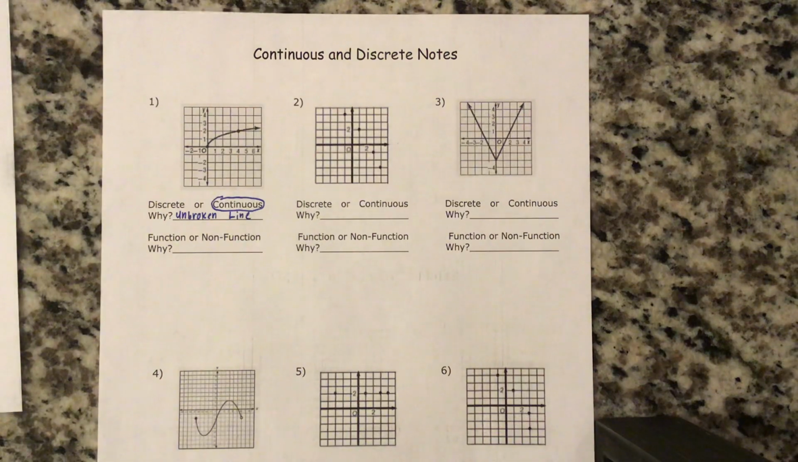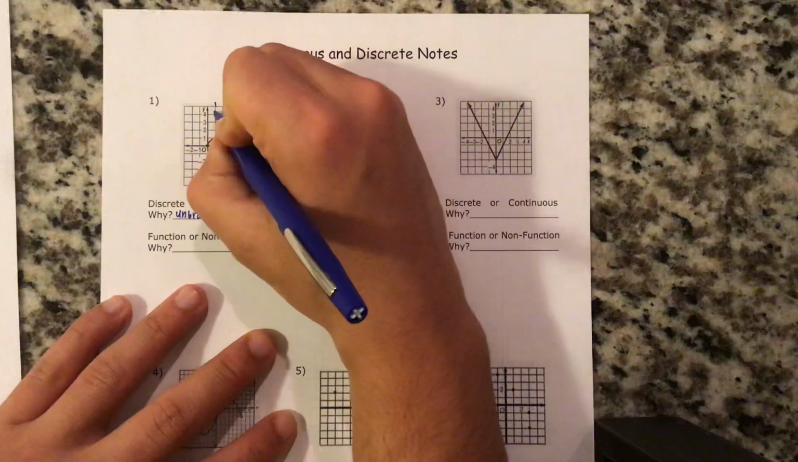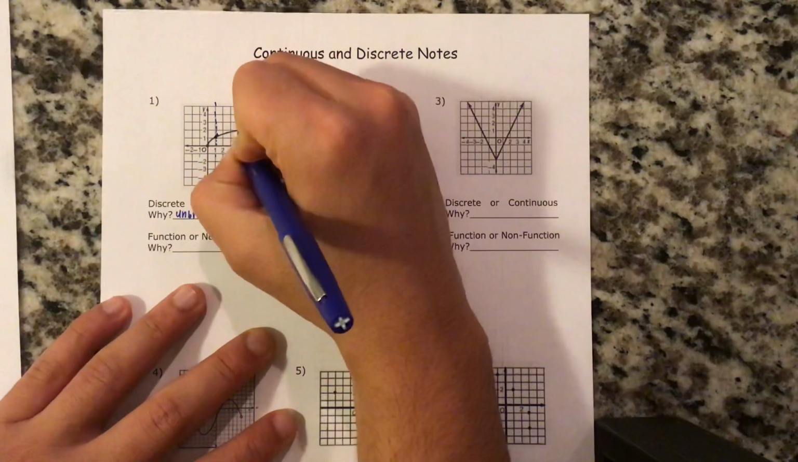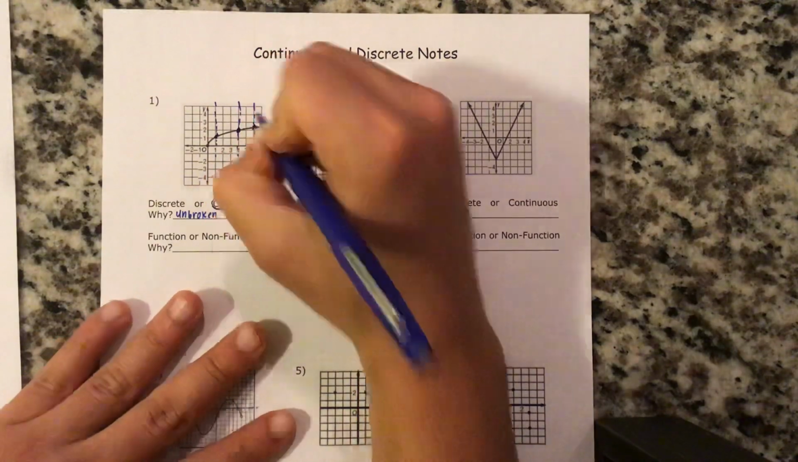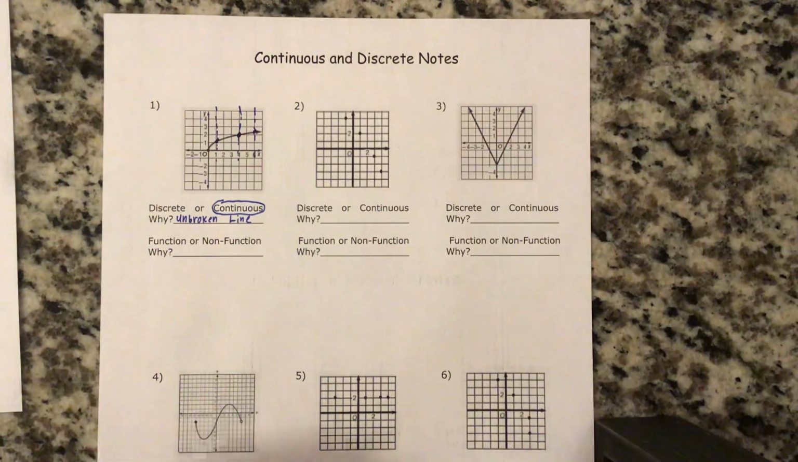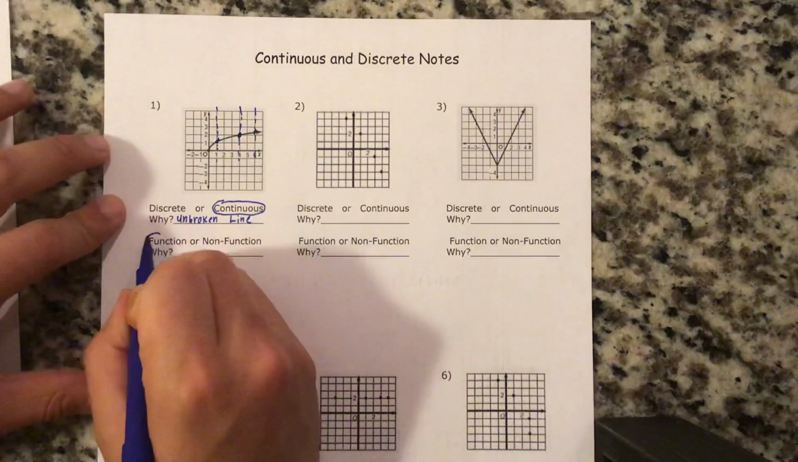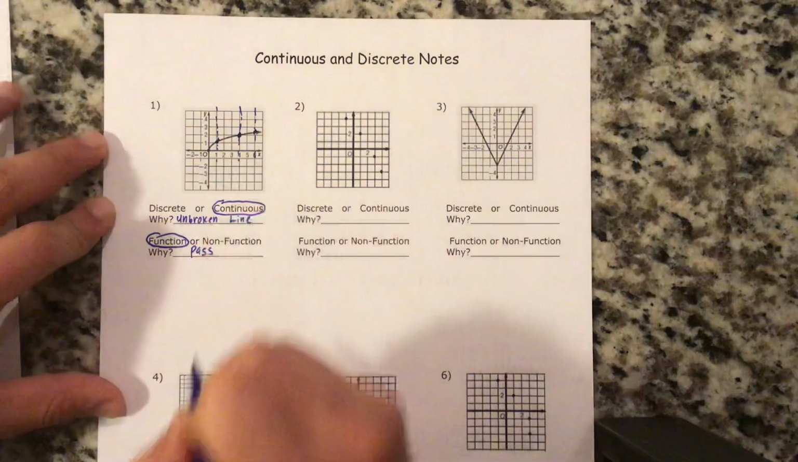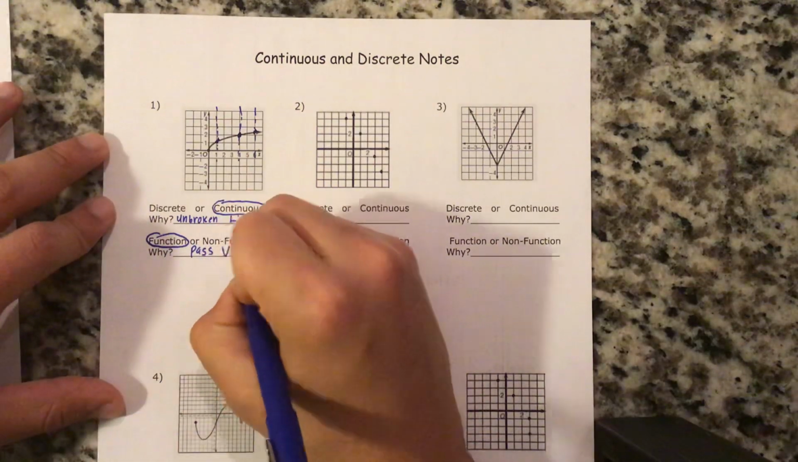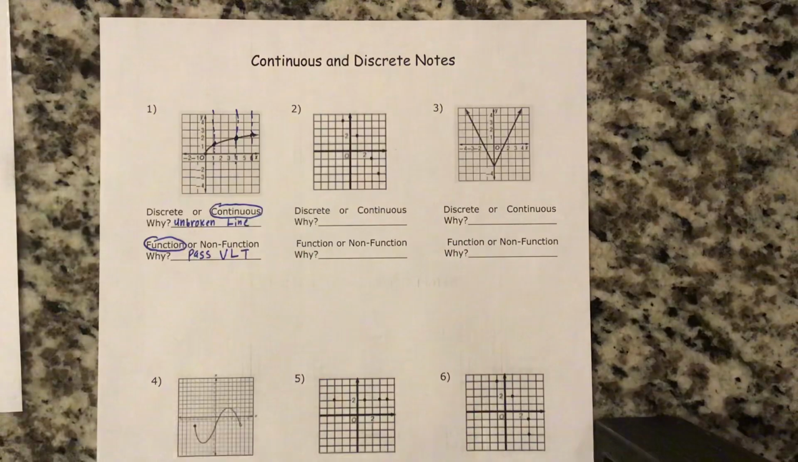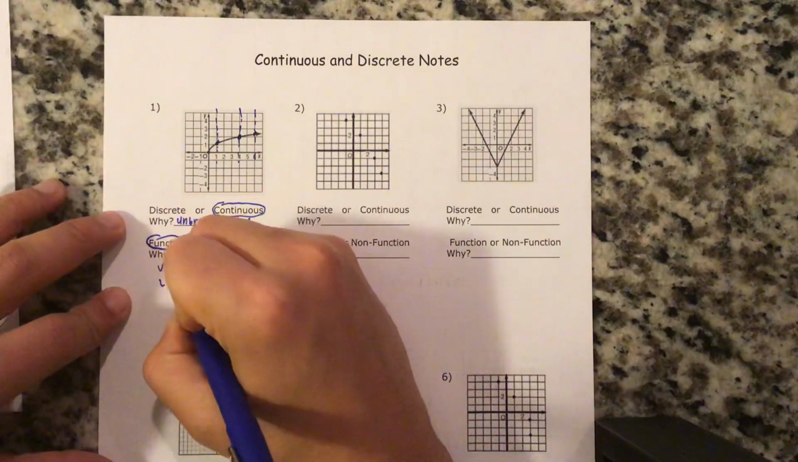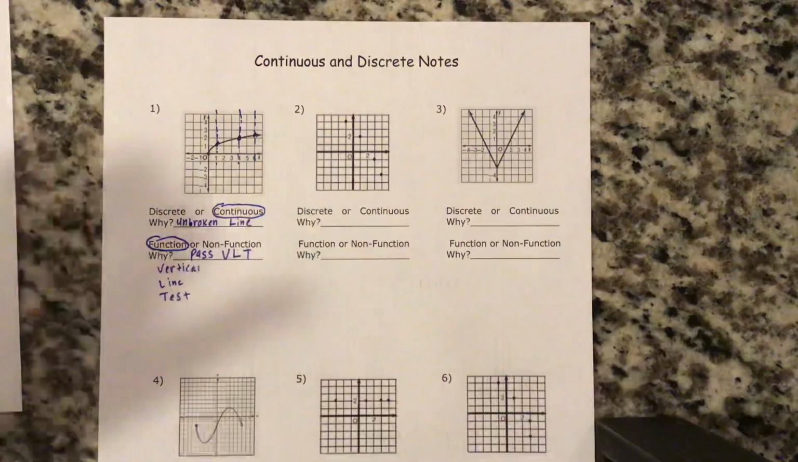Now we want to determine if it's a function or not a function. So we would do the vertical line test. We can just do a couple vertical lines. That one hits at 1 point. That one hits at 1 point. That one hits at 1 point. Right? We can kind of see that if we were to continue drawing vertical lines, it would pass the vertical line test, right? So this is a function. And for why, we can say pass VLT, vertical line test. I'll write it out for the first time. Vertical line test, VLT, okay?